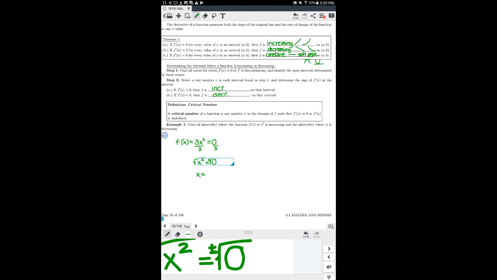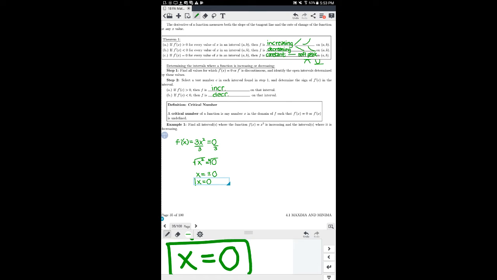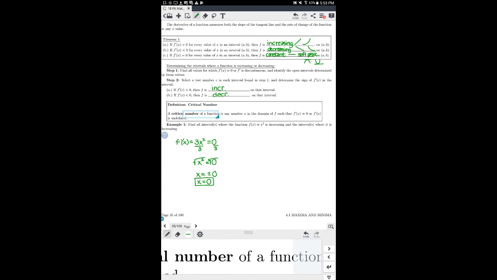So here we have plus or minus the square root of 0, which is kind of silly because the square root of 0 happens to be 0, which is neither positive or negative. So x could only be 0. That's the only critical number I get. Again, it's a critical number because it makes the derivative 0. The derivative of 3x squared is 0 anytime x is 0.